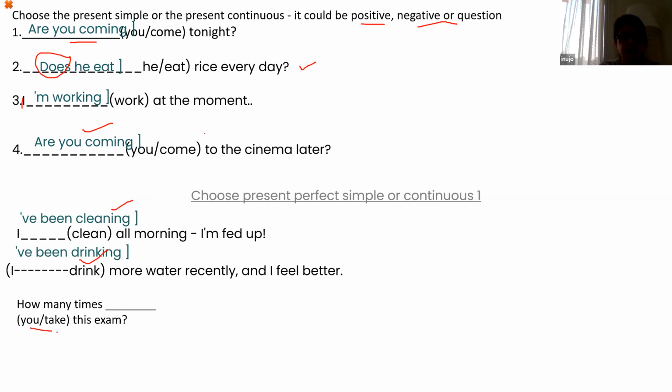How many times you take this exam? Take is your verb. How many times have you taken? This is simple present perfect tense. How many times have you taken the exam?